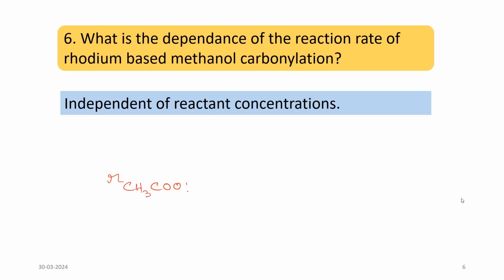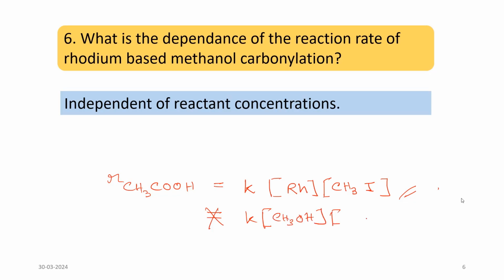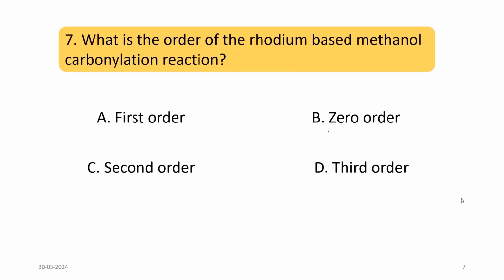If you check out the slides, you will see that the rate of the reaction is K, that is the reaction constant, times the concentration of the rhodium-based catalyst, times the concentration of the methyl iodide. Okay, so it is not dependent on the concentration of the reactants of the reaction, that is methanol and carbon monoxide, right? So that is why it is said that the reaction rate is independent of reactant concentrations.